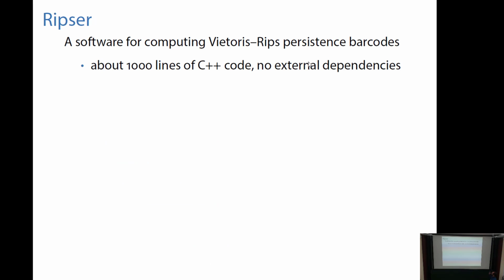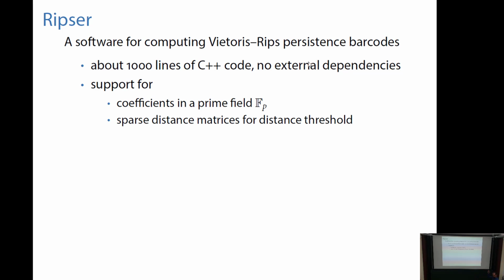Okay, let me summarize what the software is. It's only about 1,000 lines of C++ code, self-contained, no dependencies, and we're supporting computation for coefficients in a prime field. Sparse distance matrices, so if you don't want to go all the way through the range, this is quite important. Using this, you can actually compute much larger data sets if you stop at some distance threshold.